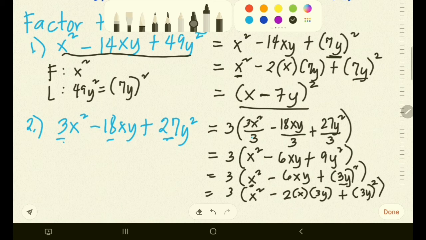So meaning this given x squared minus 6xy plus 9y squared is a perfect square. Now the factors would be very easy since this is a perfect square trinomial. X, you just get the base of the first and third, so minus 3y quantity squared.